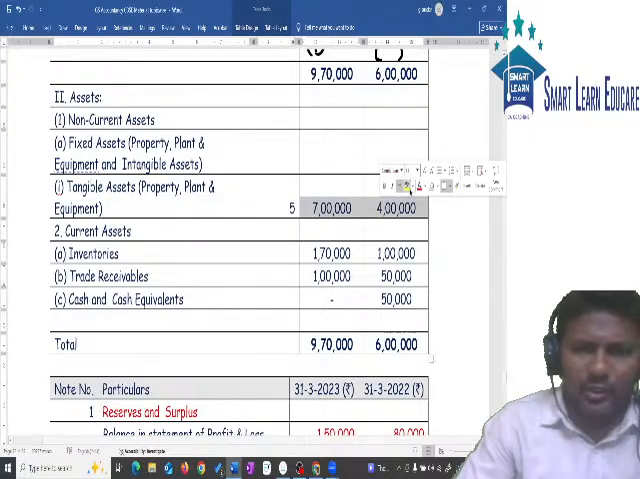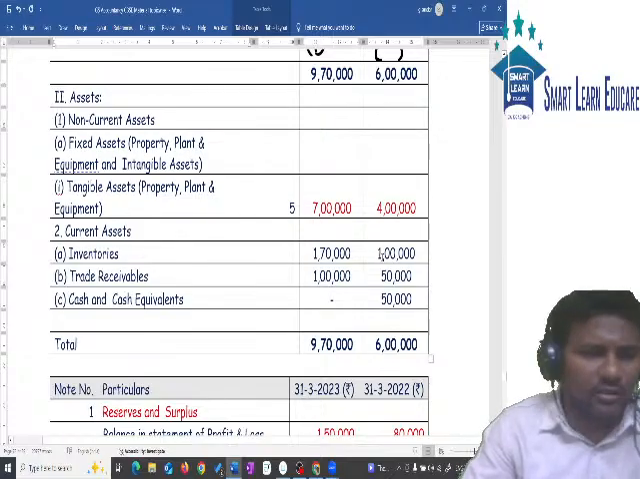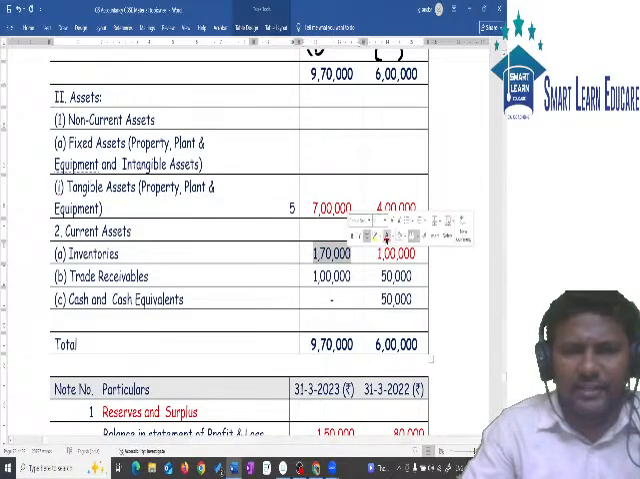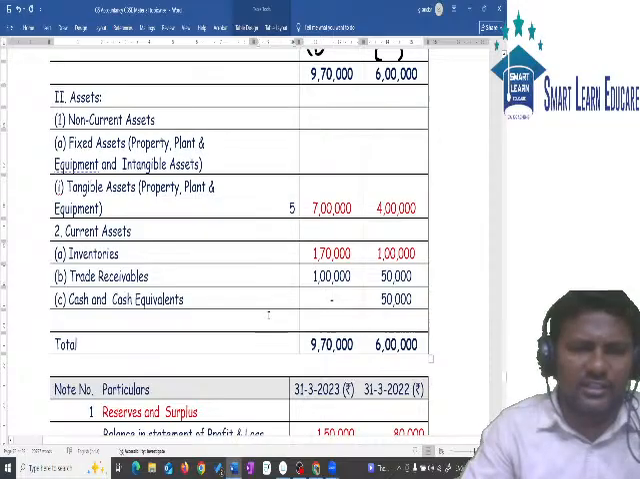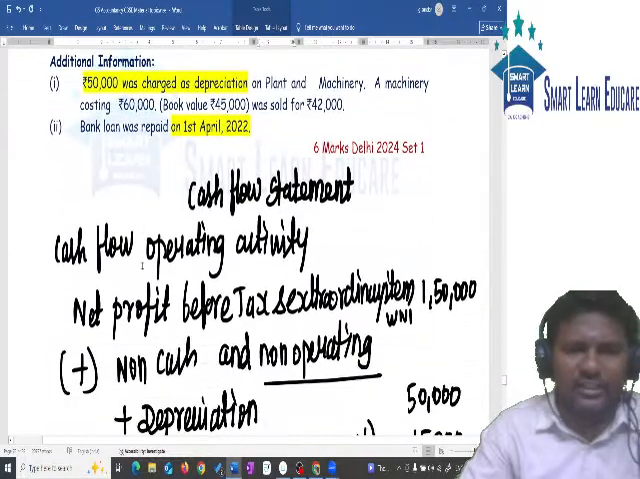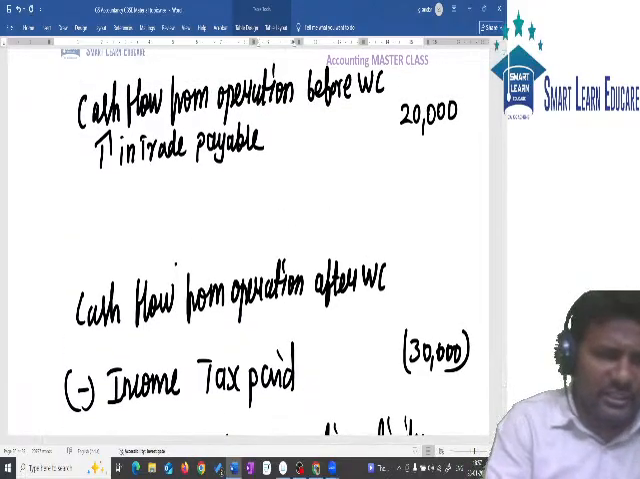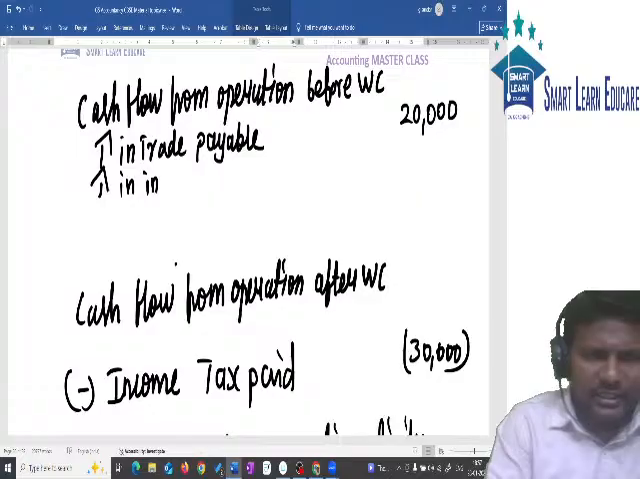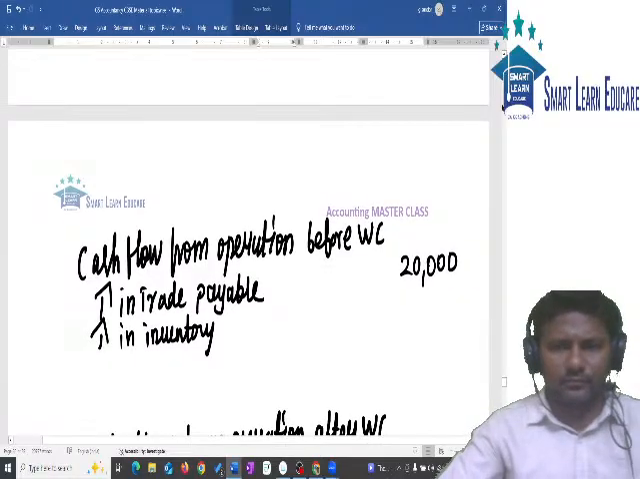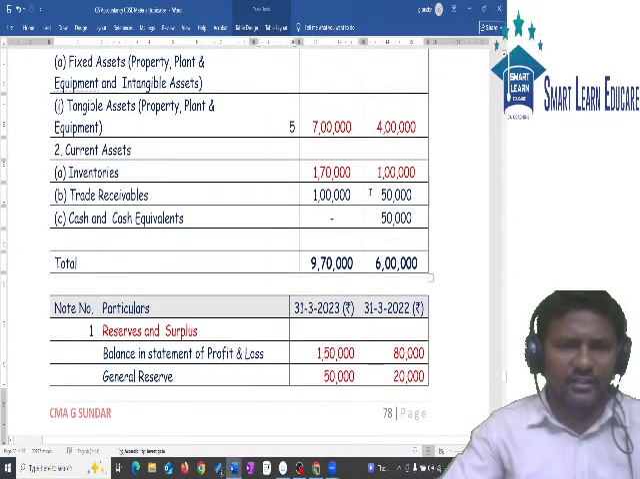PPE is taken, PPE over. Now come to inventories, a current asset. Opening balance is 1 lakh, and closing inventory we have 1,70,000. So inventory increases. How much is the increase? 70,000. Increase in inventory will come under outflow of cash. Inventory means stock.